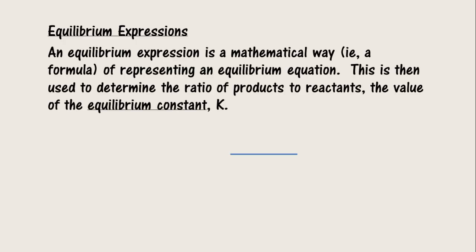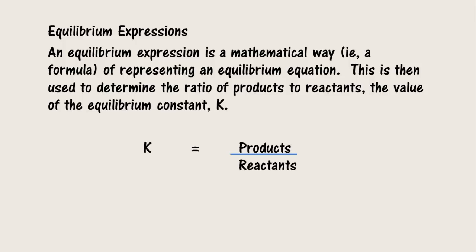Ultimately, we want to determine a value that represents the ratio of products to reactants in the equilibrium mixture. But to do this, we have to take into account the stoichiometry of the reaction, and then we will have a mathematical way of representing the equilibrium mixture. Essentially, it's just a formula. We call this formula an equilibrium expression. This is then used to determine the ratio of products to reactants, the value of the equilibrium constant, which we define as a capital K.